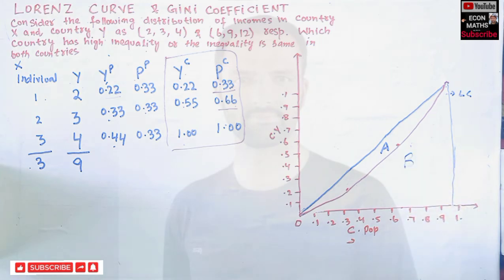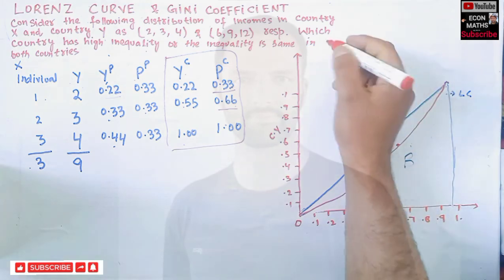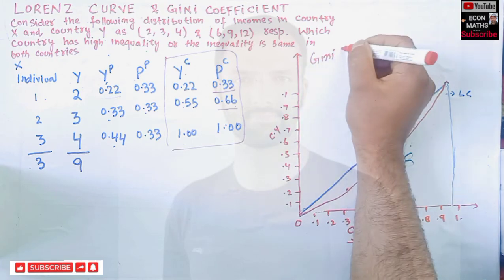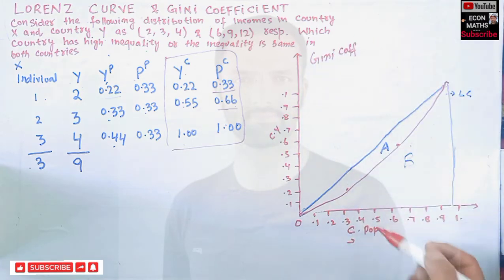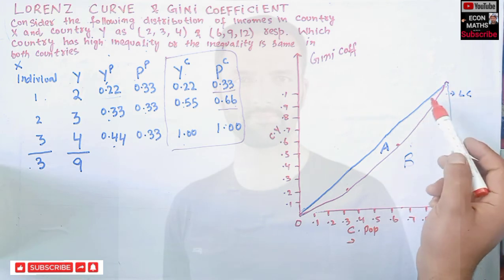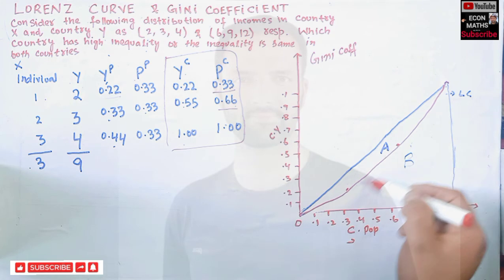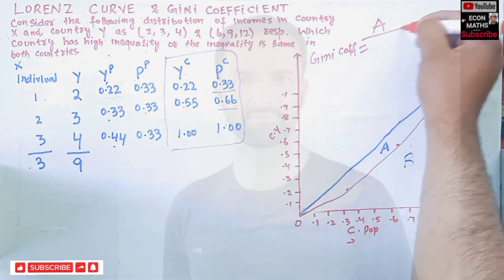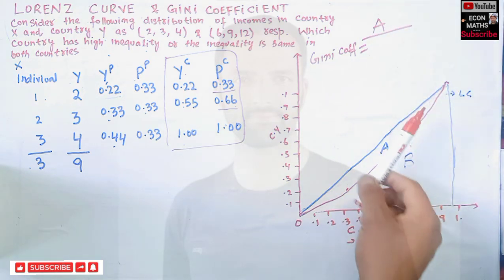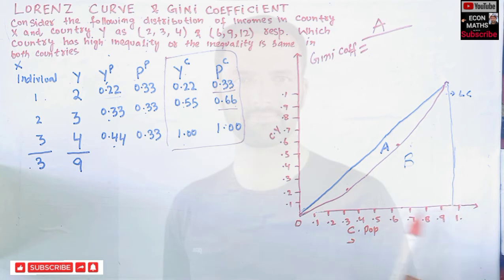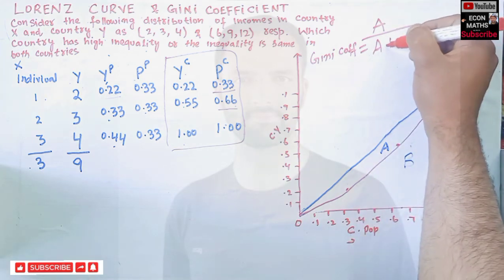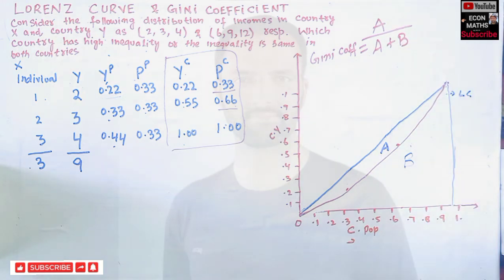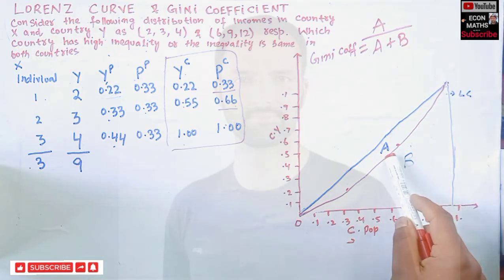Okay, so the Gini coefficient is simply the area which lies between the straight line and the Lorenz curve, that is this very area A, upon the area which lies below this straight line. Okay, what is the area which lies below the straight line? That is this area and this area, that is the total area, that is A plus B.